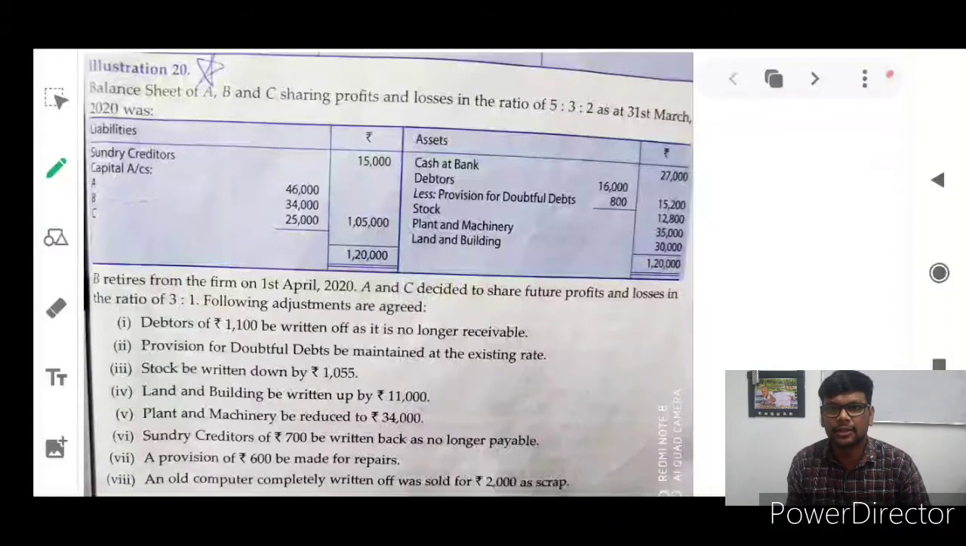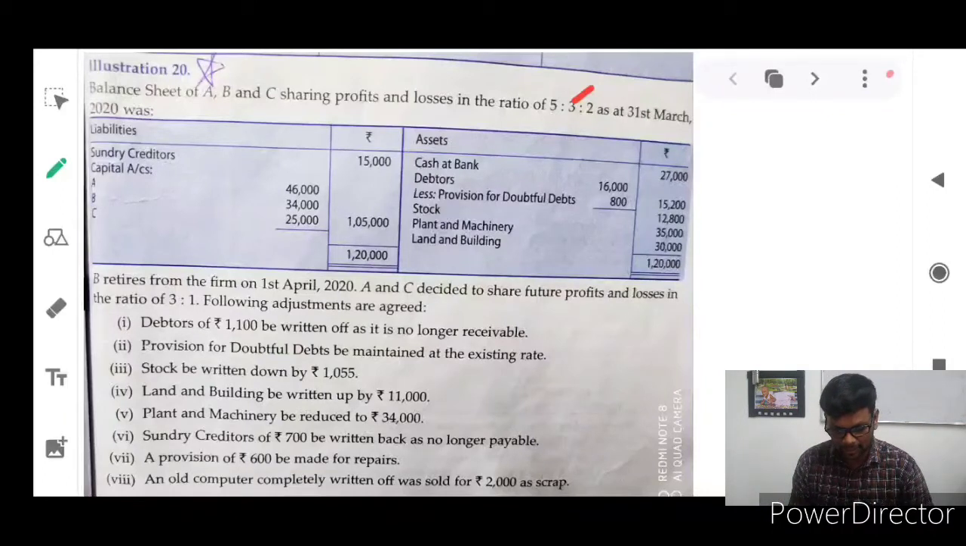Illustration 20, we are going to discuss the revaluation account, how to prepare a revaluation account when a partner retires from the partnership firm. Balance sheet of A, B, C, sharing profits and losses in the ratio of 5:3:2. The balance sheet as at 31st March 2020 was given.